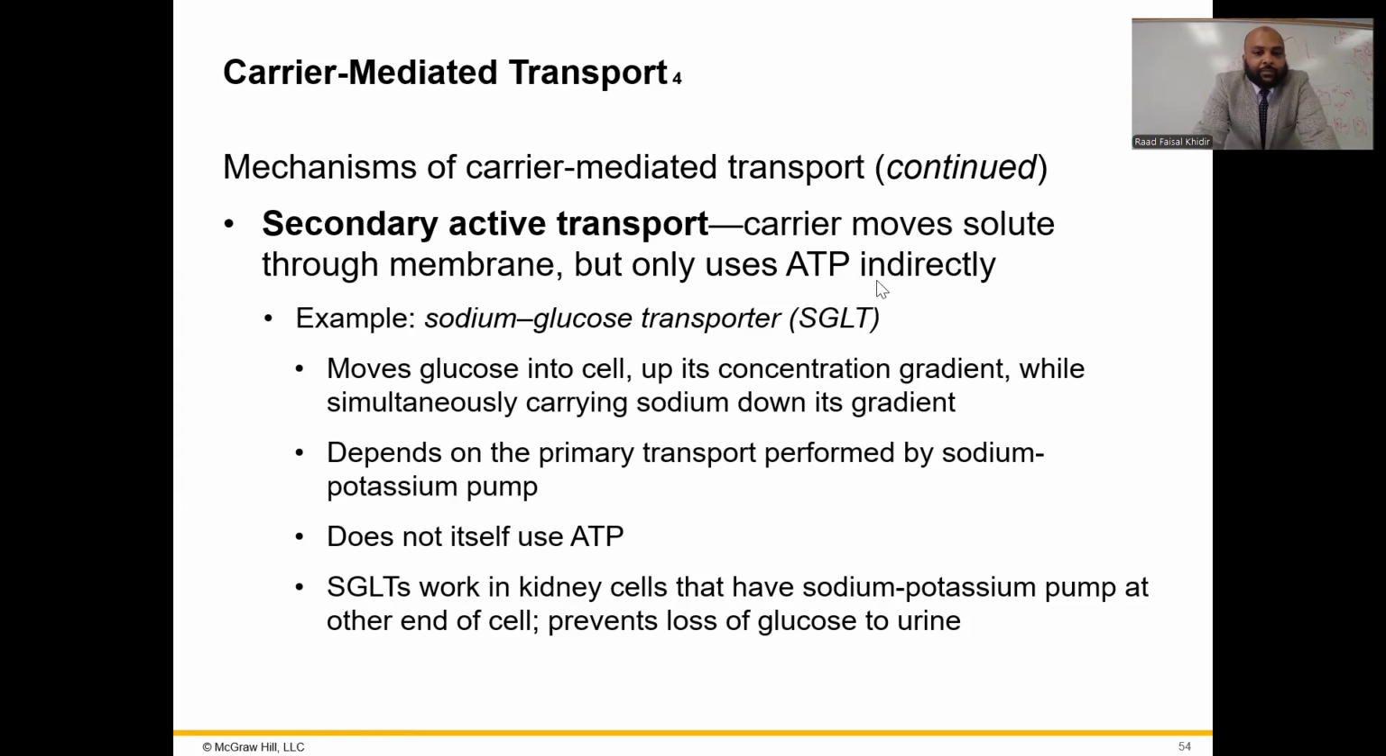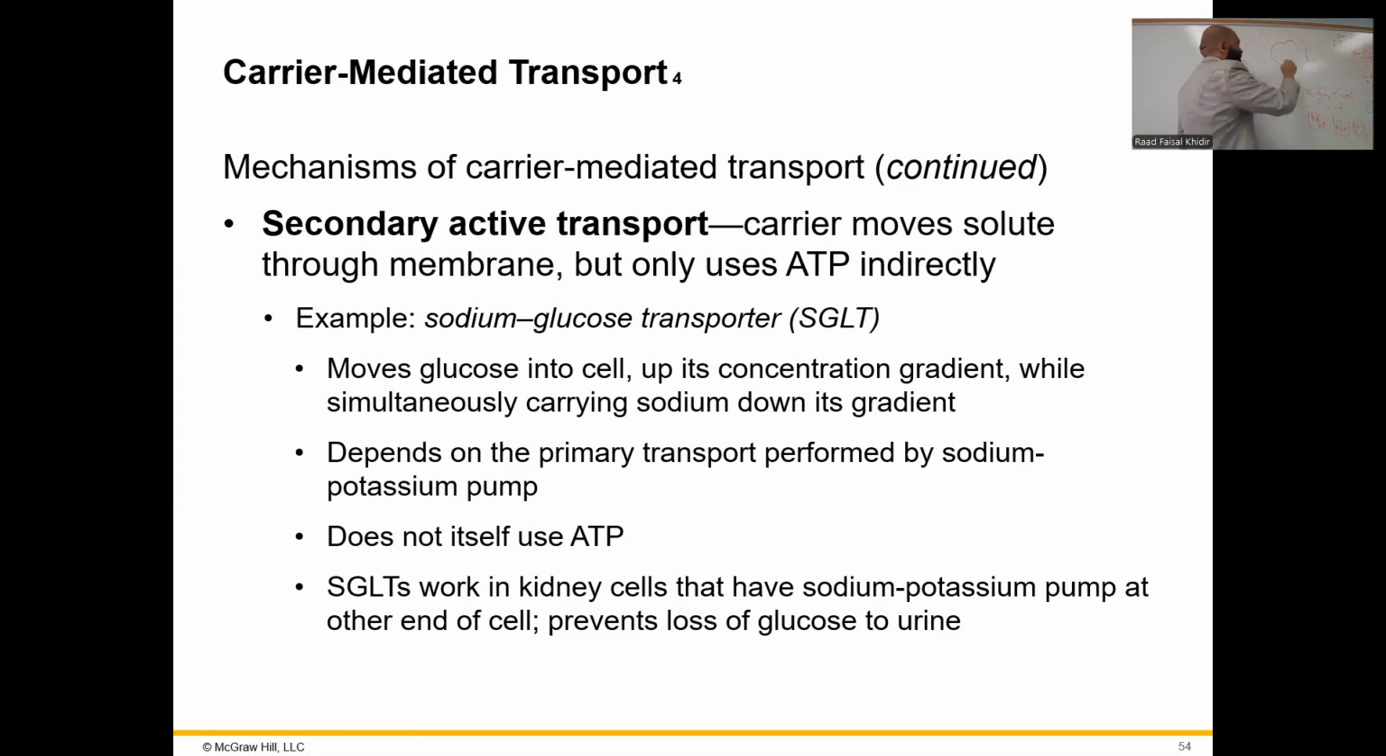We use ATP indirectly, like the sodium glucose transporter. So what happens here? That's really important. In the cell, sodium is a lot outside. We talked about that already. And I want to move glucose in. That's a separate transporter. It's called the SGLT, sodium glucose transporter. What it does is it uses the natural movement of sodium from an area of higher concentration to an area of lower concentration to drive the movement of glucose from an area of higher concentration to an area of lower concentration.